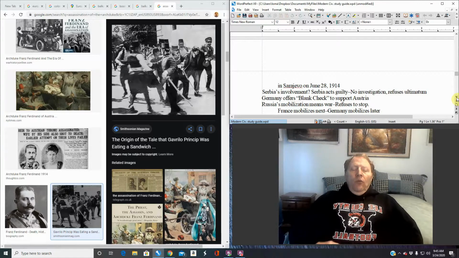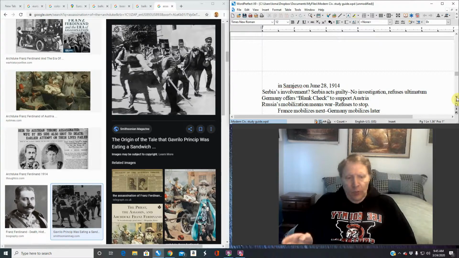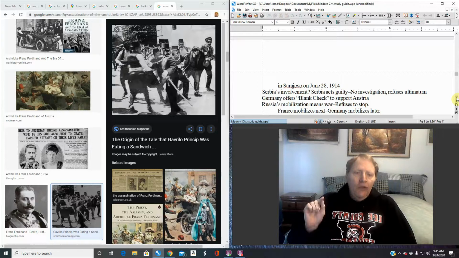The most important one, however, is that since you people will not run your own investigation, the Austro-Hungarians say, look, you're going to have to allow us to come into your country, and we are going to oversee and become involved in the investigation as to who, in fact, is guilty. And the Serbians refuse. They say, well, this is an insult to our national integrity.